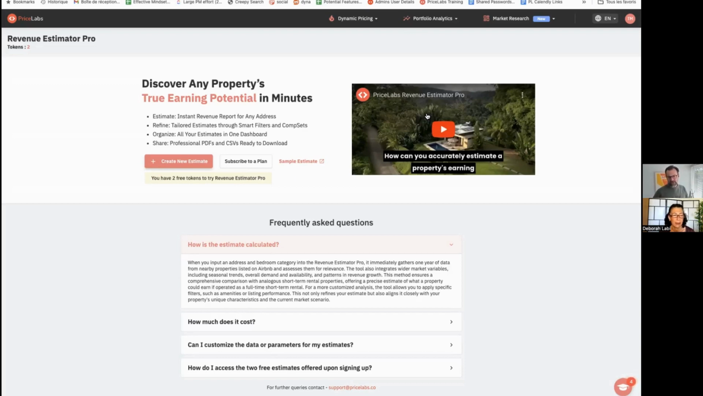So that's what we do. Again, quickly, we have dynamic pricing, a core product, but also you have a lot of analytics. And we have some tools like Market Dashboard and Revenue Estimator Pro, which are more about market research, either about a whole market dashboard, or around one specific property. That's Revenue Estimator Pro.